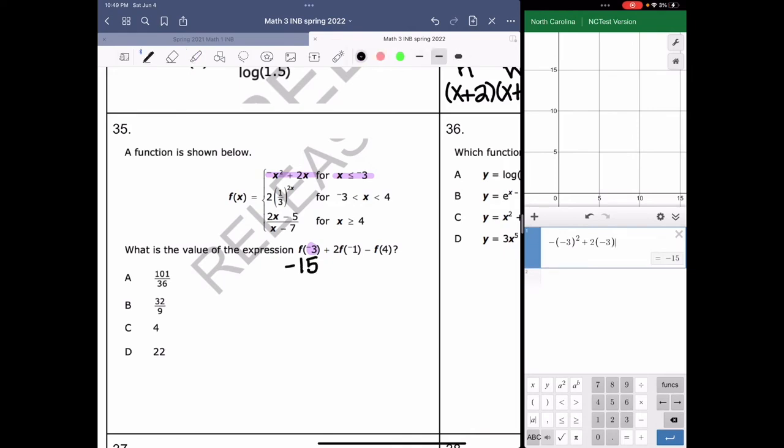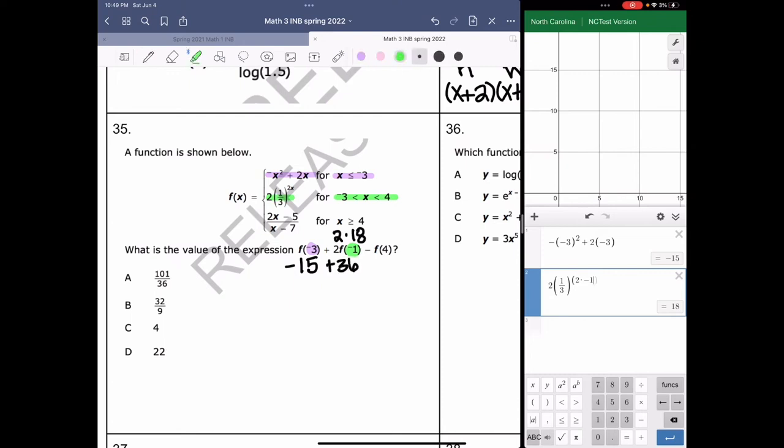All right, for the next one, I have -1. Well, -1 falls in between that area, so we're going to plug it into that one. So we have 2 times 1/3. And we're going to raise that to 2 times -1. And we get 18. Now, this needs to be 2 times 18, so that's going to be 36.